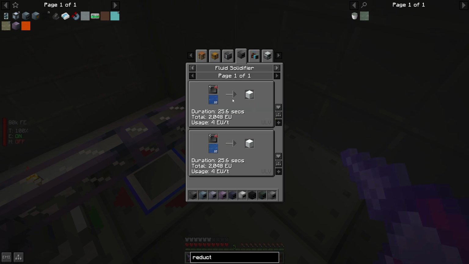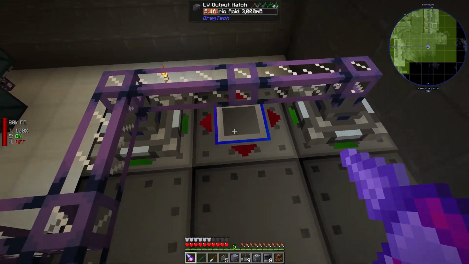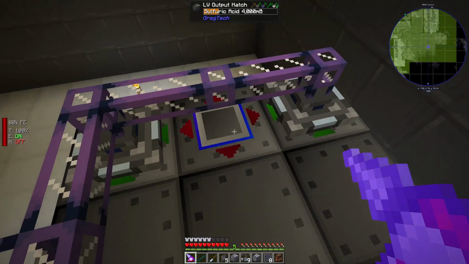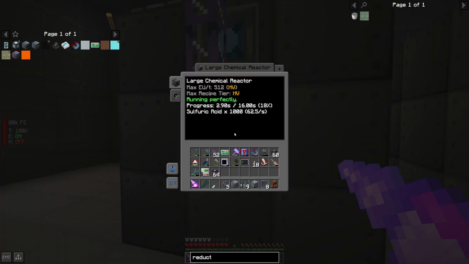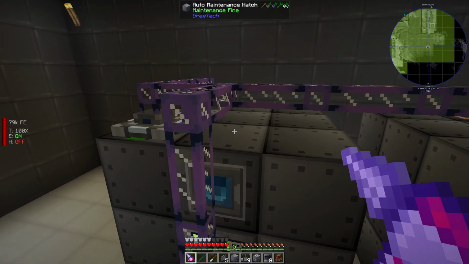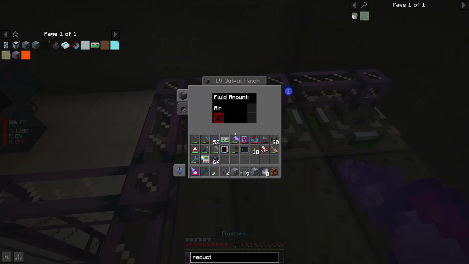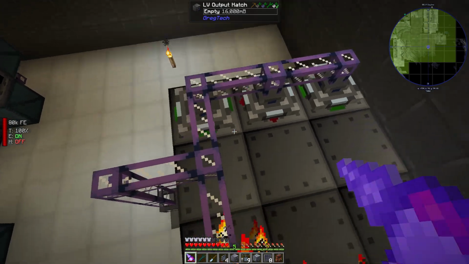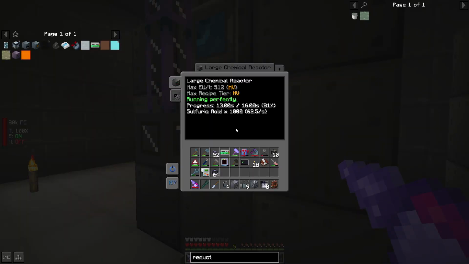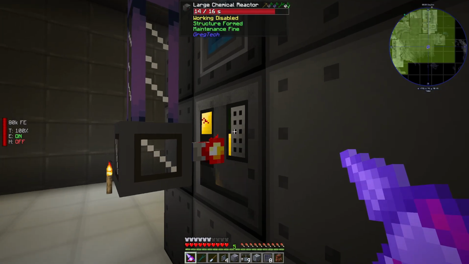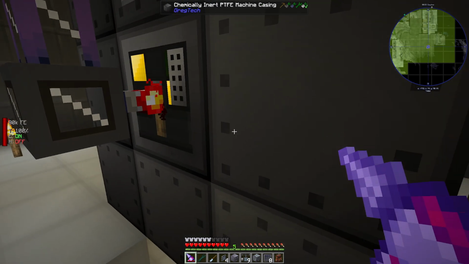Water and a solidifier should be pretty easy. Anyway, there we go. So it's already been making sulfuric acid, and about 16 seconds per. So let's go ahead and get that ejected. And so there we go. Oh, looks like we made enough, or we have enough sulfuric acid now.